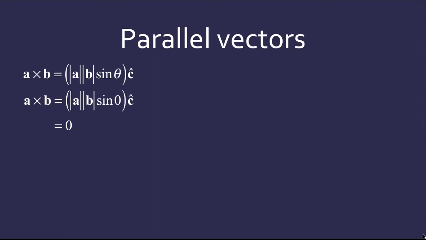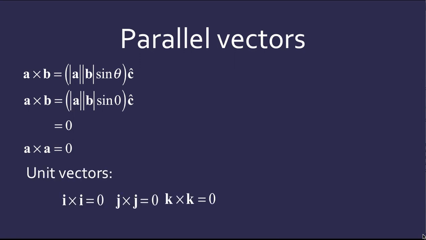Taking the cross product of a vector with itself leads to the conclusion that A cross A is also 0. In turn, this means that for the Cartesian unit vectors i, j and k, the cross products i cross i, j cross j and k cross k are all 0.